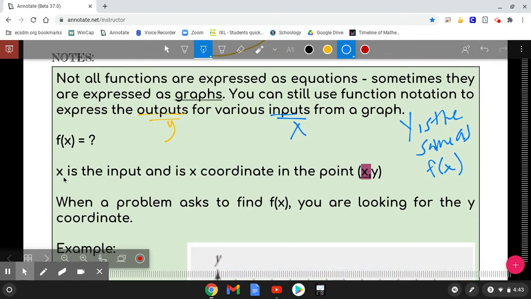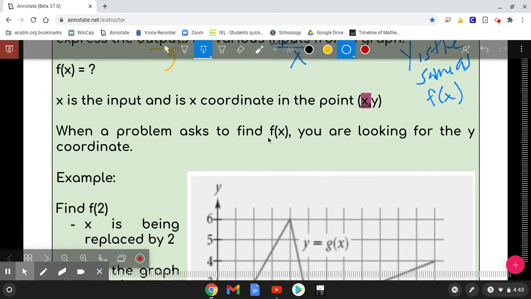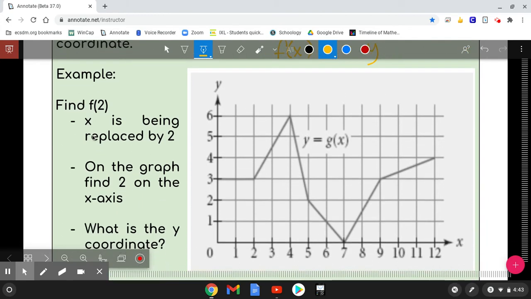So in this case, here it is written, x is the input and is the x coordinate in the point x comma y. When a problem asks you to find f of x, you're looking for the y coordinate because f of x is the same thing as y. They're the same thing, just two different ways of saying it. So here's an example. It says find f of 2. Notice here, usually it's read as f of x, right? This isn't f times x, it's f of x. Now we have a 2 in the place of x.